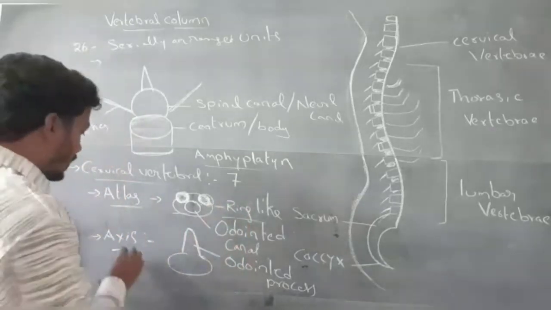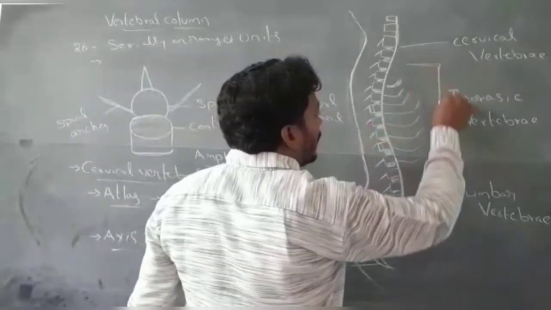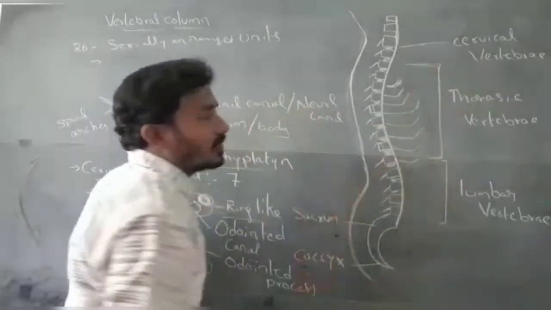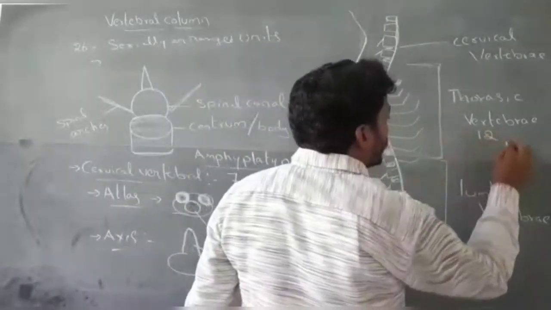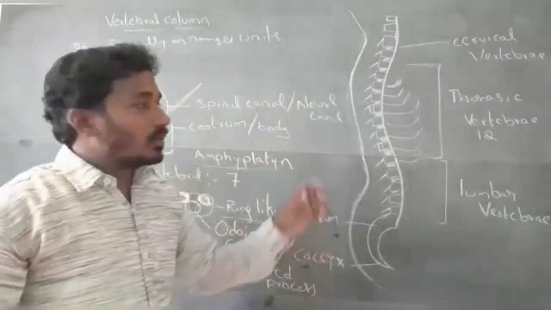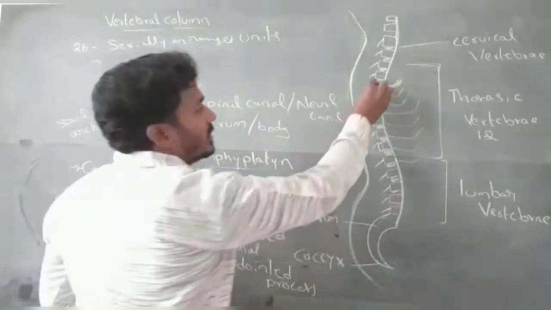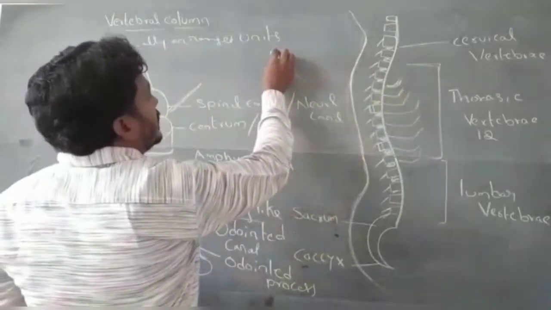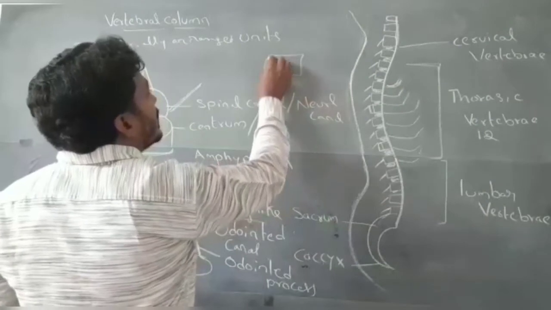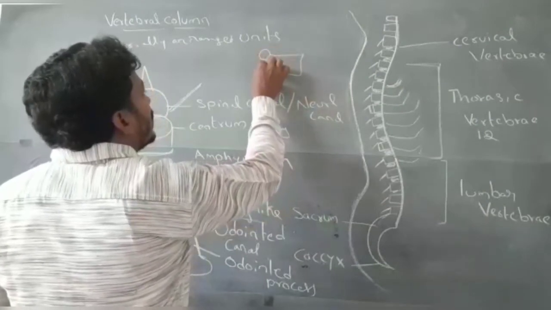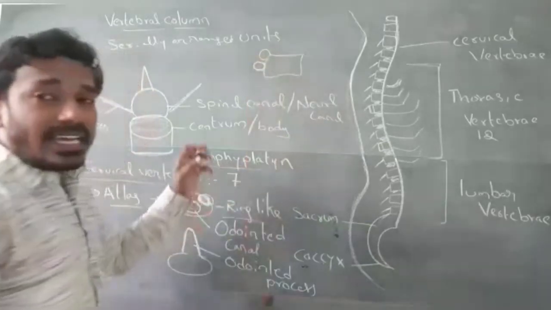Next vertebrae are the thoracic vertebrae. Thoracic vertebrae are 12. Thoracic vertebrae have two facets.